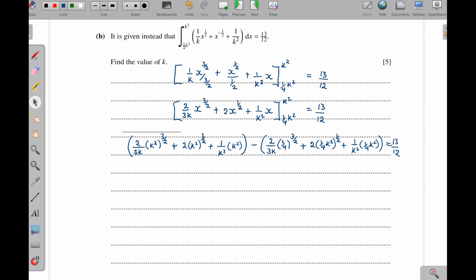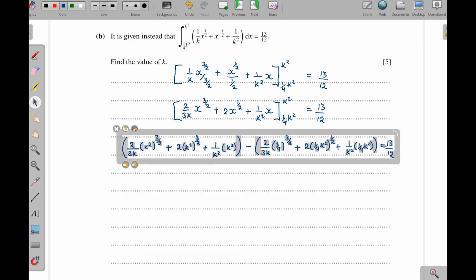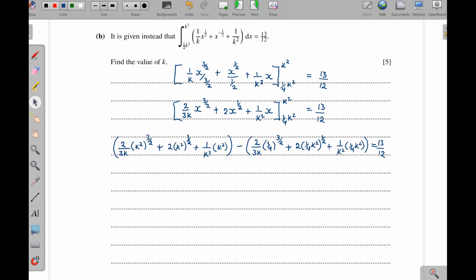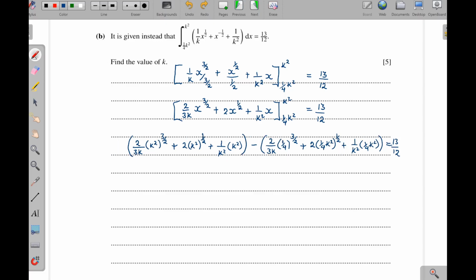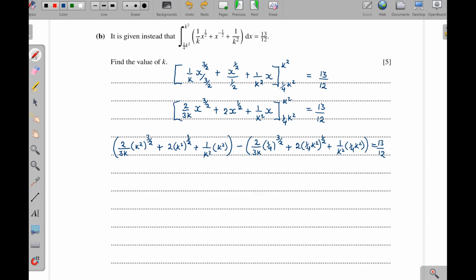Now there is something that I actually messed up here. There is a k squared that is missing here. Pardon me. So there is a k squared here. It looks so squeezed. So let me try to shift the whole thing around there.